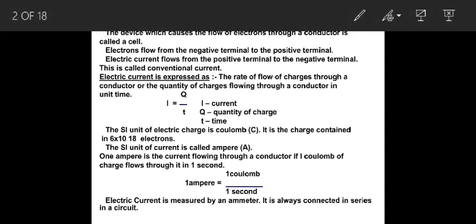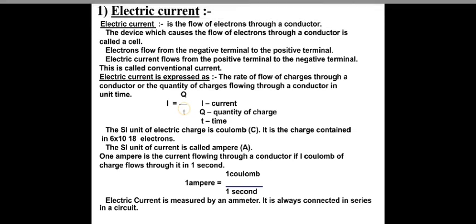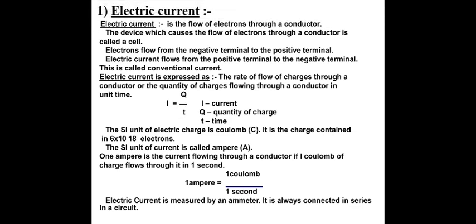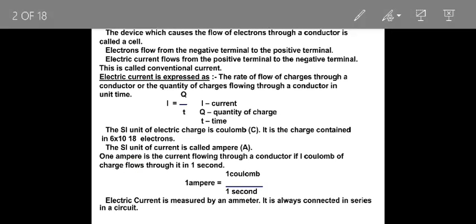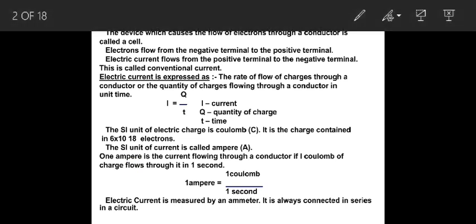We have to know one thing: what is electric current? Basically, electric current can be defined as the amount of charge flowing across a conductor per unit time. That means charge flowing per unit time is known as electric current, and it is also defined as I equals Q upon T, where Q denotes the quantity of charge and T denotes time.